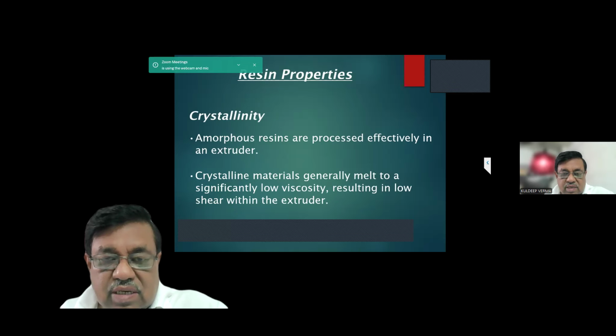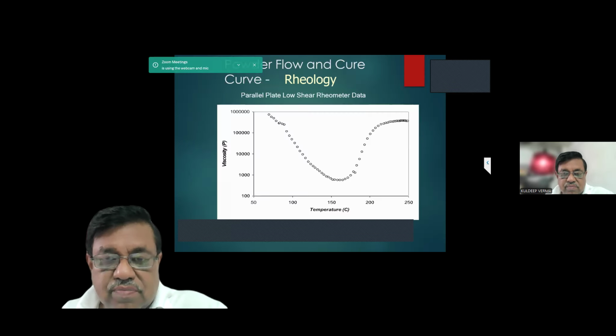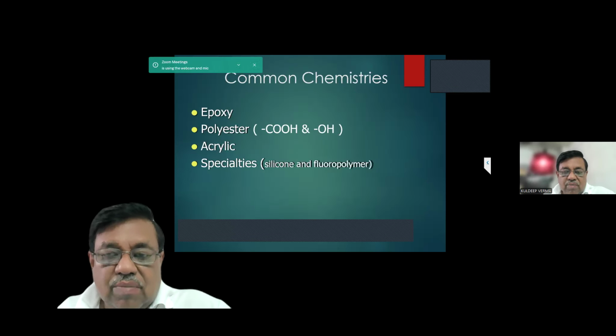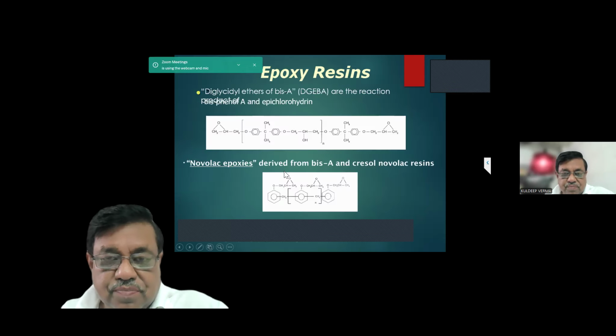The resin properties, crystallinity: amorphous resins are processed effectively in an extruder. Crystalline material generally melts to a significantly low viscosity, resulting in low shear within the extruder. The common chemistries used in powder coating are epoxy, polyester, acrylic, and specialty resins.